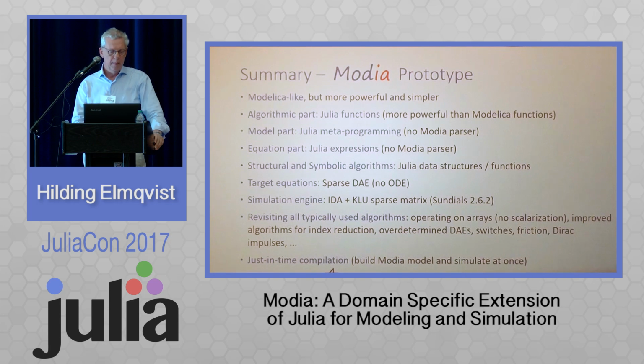So as a summary then, it's a Modelica-like language, but more powerful and simpler. On the other hand, it's more powerful in some areas, but of course, so far it's weaker in some areas. I shouldn't overstate it. And then the algorithmic part, using Julia functions, is much more powerful than Modelica functions. We didn't have to implement a Modia parser. We use that for the equations and the models, the model declarations. And then, as I said, we can use the same language to implement all the structural and symbolic algorithms.